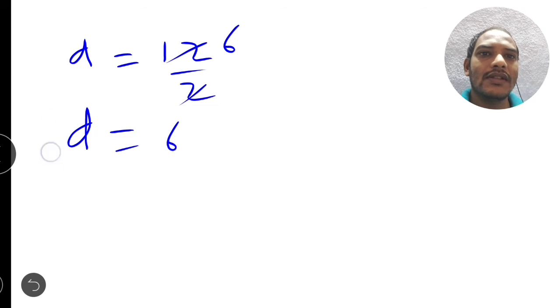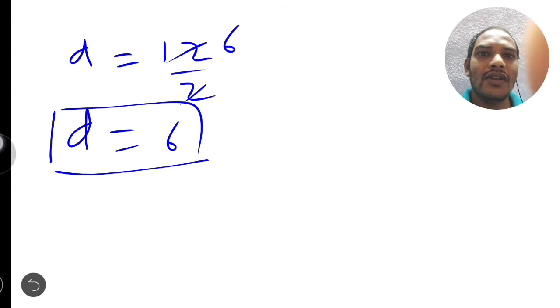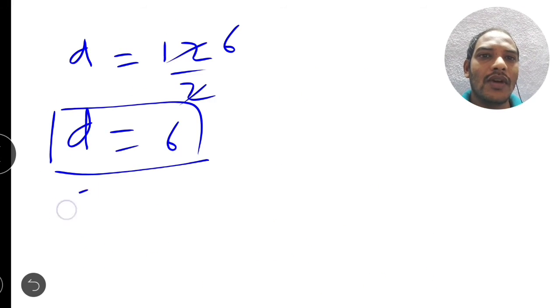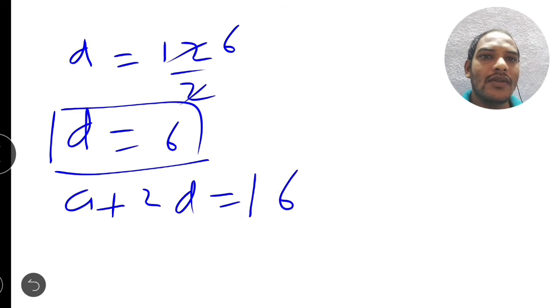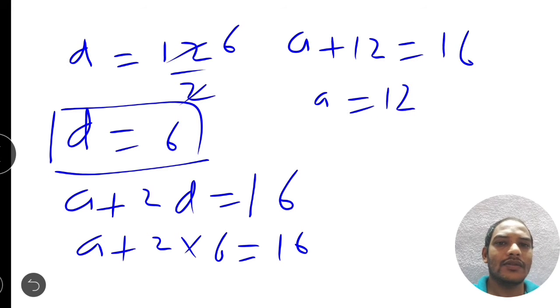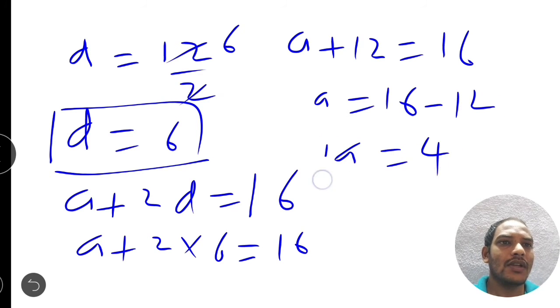So here we can find the d value directly. 12 divided by 2. 2 sixes are 12. Then d equals 6. So d value is 6. So we need no other equation. Now using this d value you can find the a value. We have the equation a plus 2d equals 16. Now substitute d equals 6. a plus 2 into 6 equals 16. a plus 2 sixes are 12 equals 16. So a equals 16 minus 12. Then a equals 4.